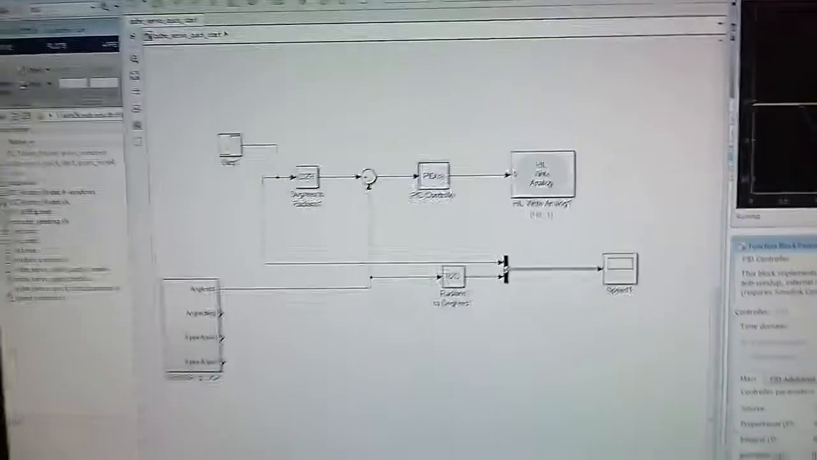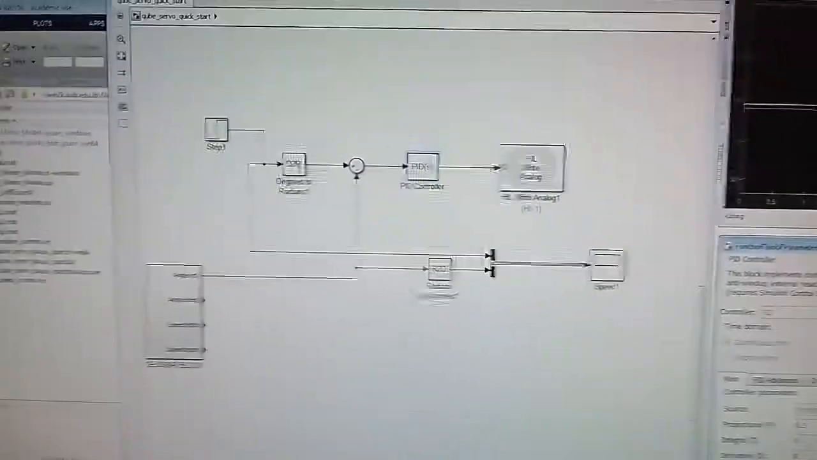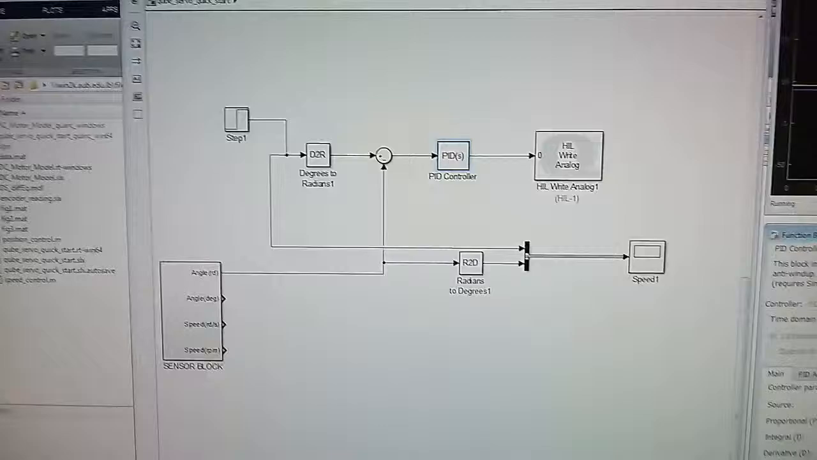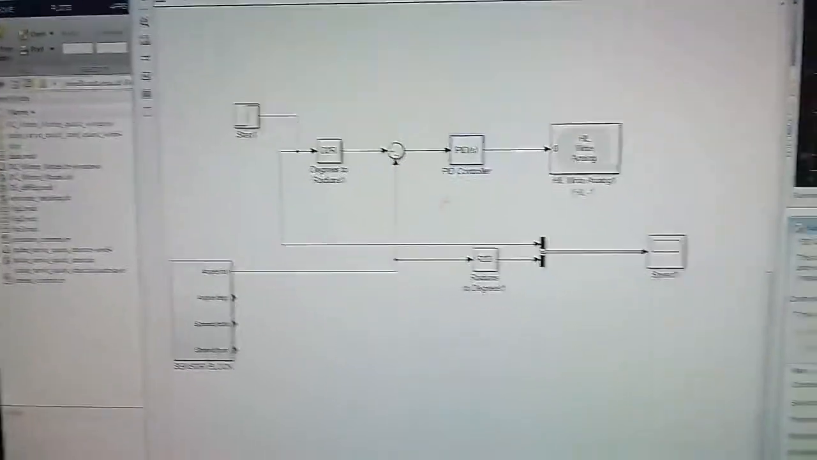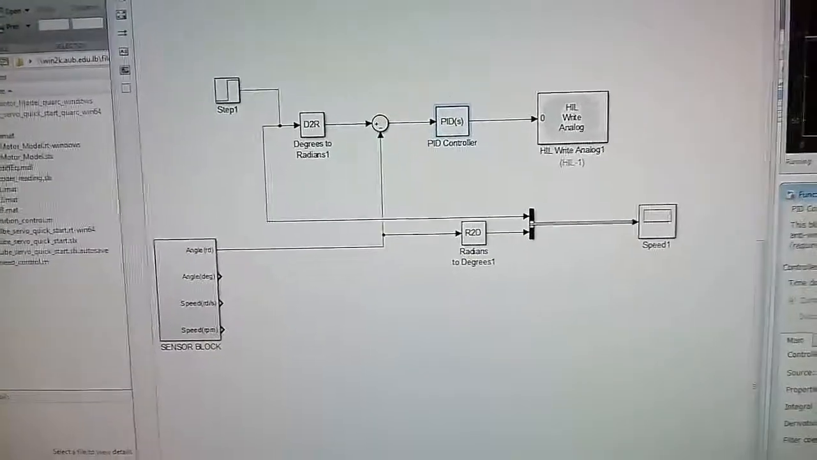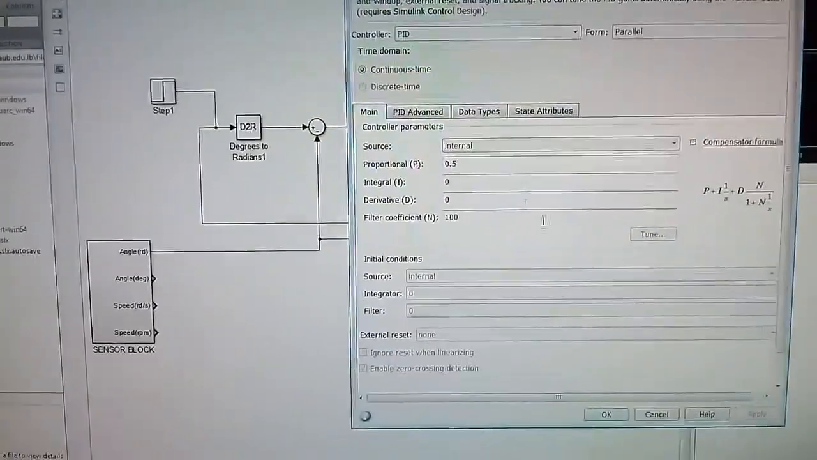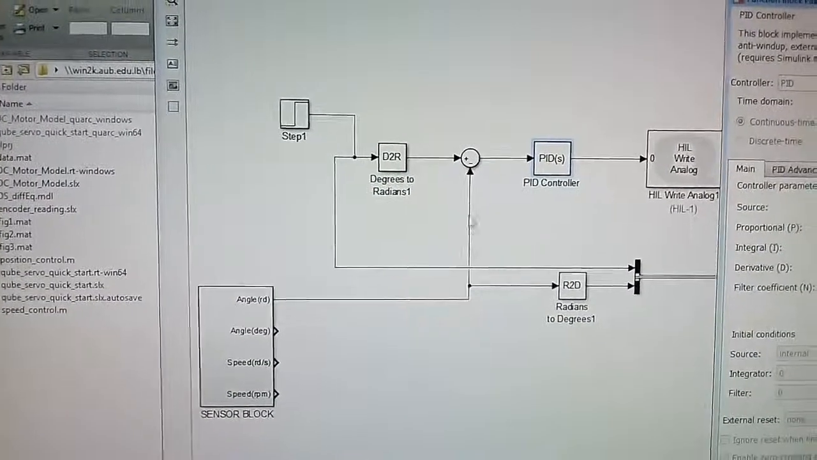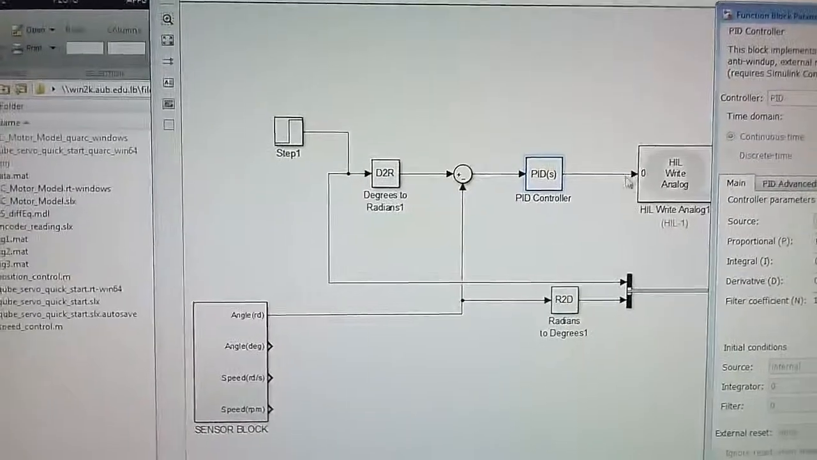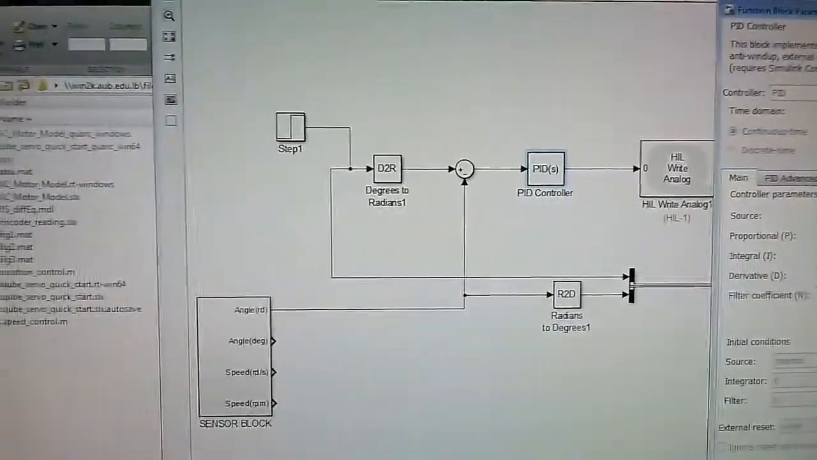In this video, you will be observing the behavior of the Quanser Cube setup for position control tracking. We have a PID controller over here, which we will be using to adjust the proportional, integral, and derivative gains. And as feedback, we have the angle in radians, which is read from the encoder. And here we have the input voltage, which is written via analog to the motor.